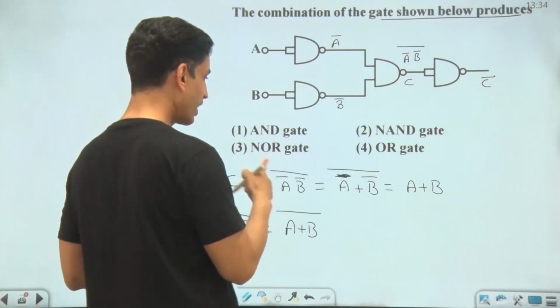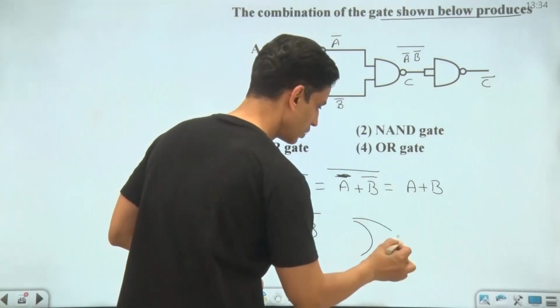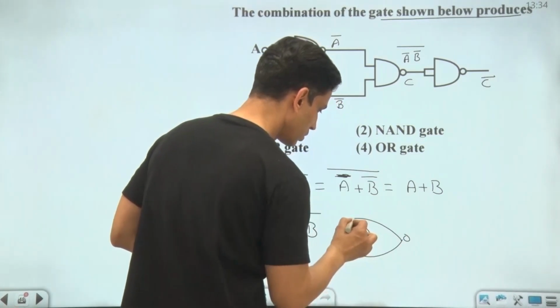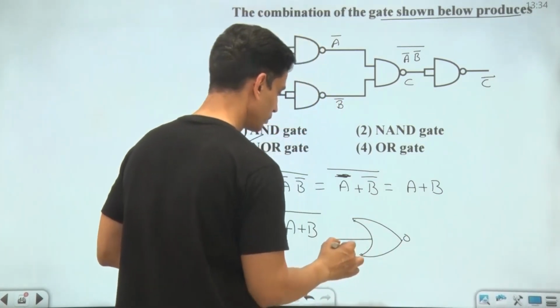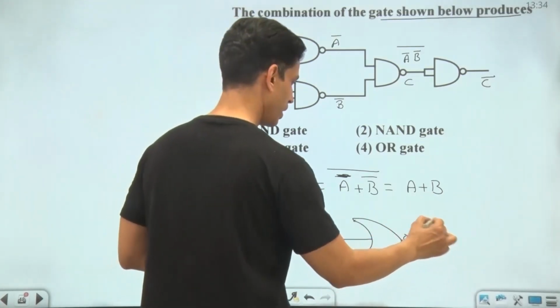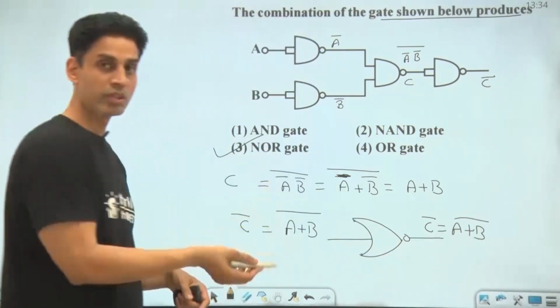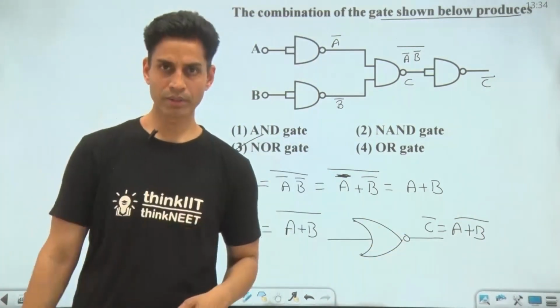So this will behave as a NOR gate, like this. So it will be C bar and it is A plus B whole bar, which is a NOR gate. Option number 3 is the correct answer.